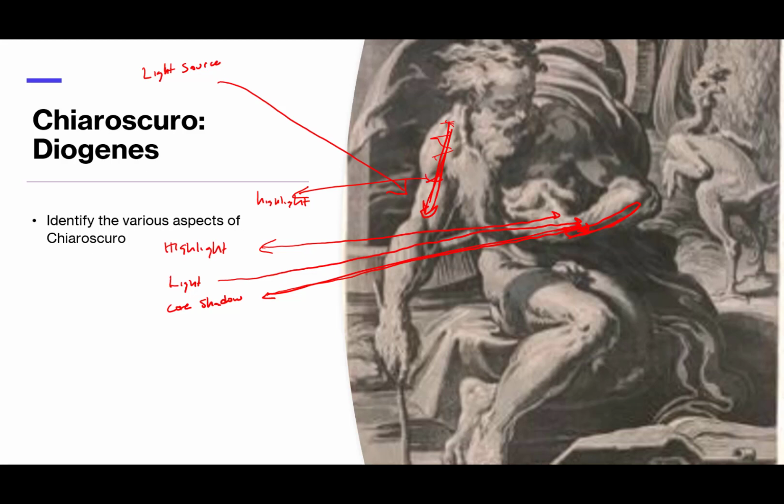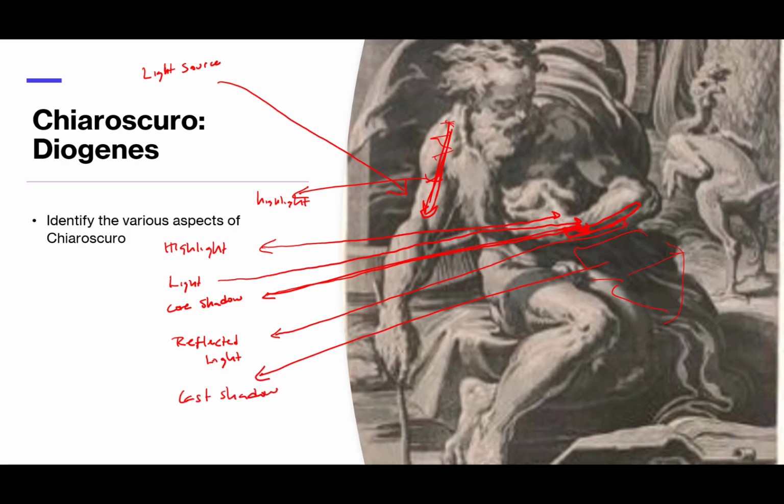Now it's hard to see on this one again, so please go look at the link. But right here is the reflected light. It looks darker on this PowerPoint than in the actual image. And then all of this here is the cast shadow.